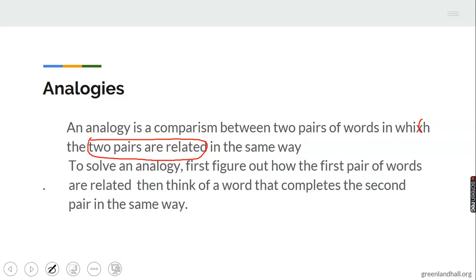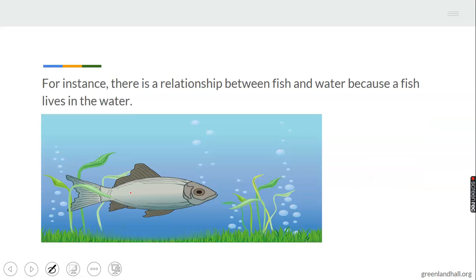So to solve an analogy, first figure out how the first pair of words are related. Just think about it. What is related to this particular word that I have with me? Which word is related to it? Then you get your analogy. Then think of a word that completes the second pair in the same way. So you may be given some pairs of words and then one will be missing. Then you'll be asked to look for that missing one, which is the analogy of the word you're looking for. Then you calm down, think critically, and figure out which word is related to the one that is missing. Okay, now let's look at this example.